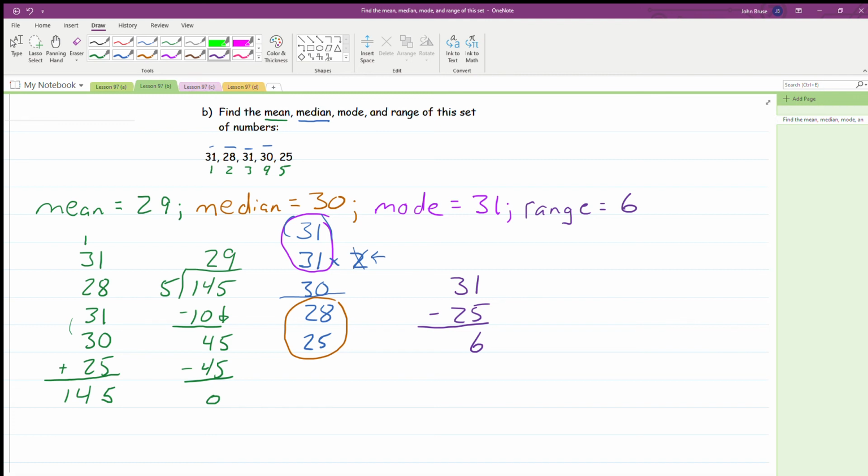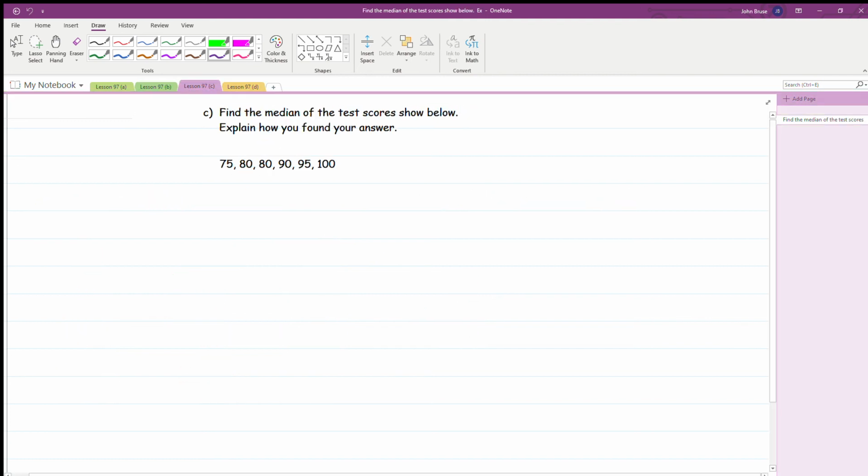Okay, so let's go ahead and go to C. It says find the median of the test scores shown below, and explain how you found your answers. Okay, so we're going to start by solving it to find out what the median is, and then we will talk about the explaining. So the first thing we want to do is find out how many numbers there are. There's 1, 2, 3, 4, 5, and 6.